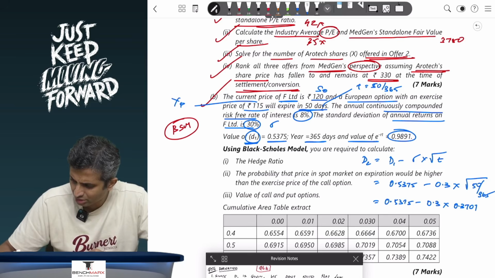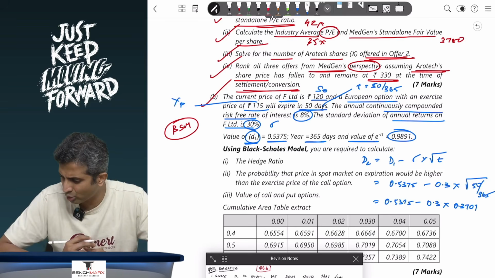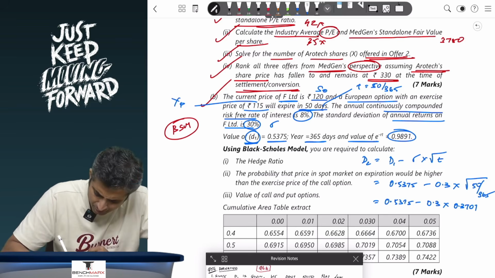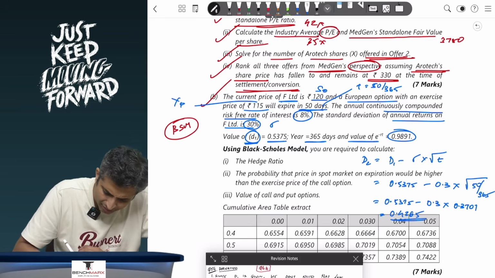So this is 0.5375 minus 0.3 into 0.3701, and 0.3 into 0.3701 comes to, I think, 0.1110, giving 0.4265 if I'm not wrong. This is D2. If you have to find D2, this is 0.4265.